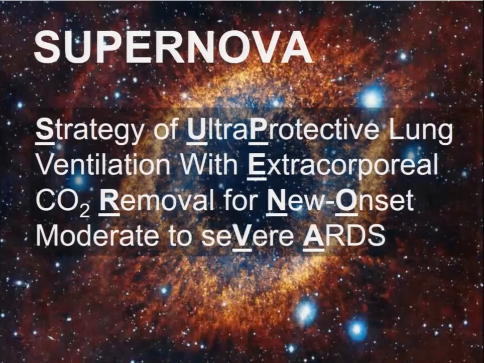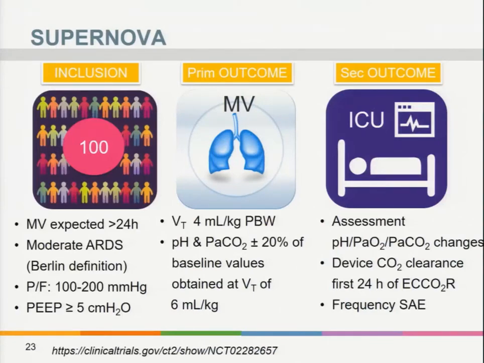It is a safety and feasibility study on the use of ECCO to facilitate ultraprotective lung ventilation in patients with moderate to severe RDS. Inclusion criteria are patients with an expected duration of mechanical ventilation of more than 24 hours. So moderate RDS, PF ratios between 100 and 200, and a PEEP of more than 5 centimeters of water. Primary outcome measures are to see if with ECCO tidal volumes of less than 4 milliliters per kilogram can be achieved, and to see what the baseline values will do. It is accepted that they vary 20%.